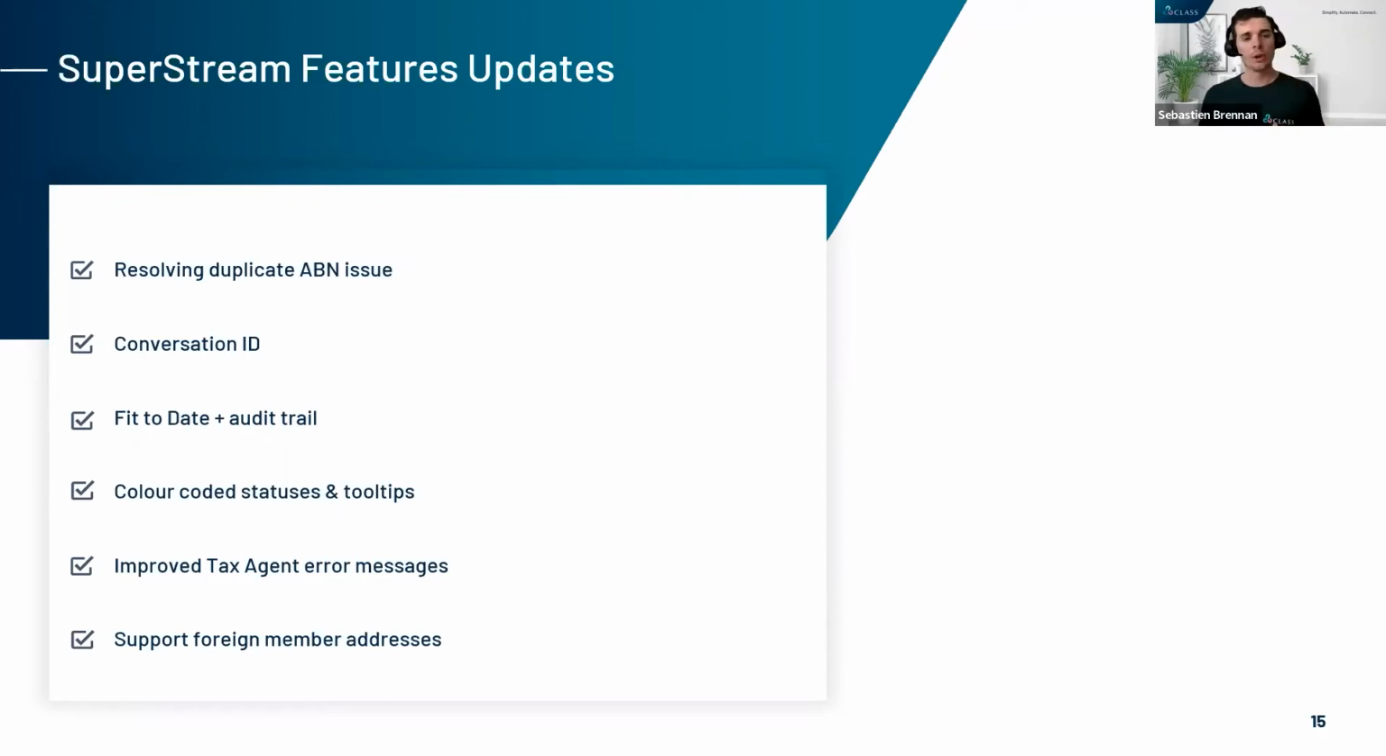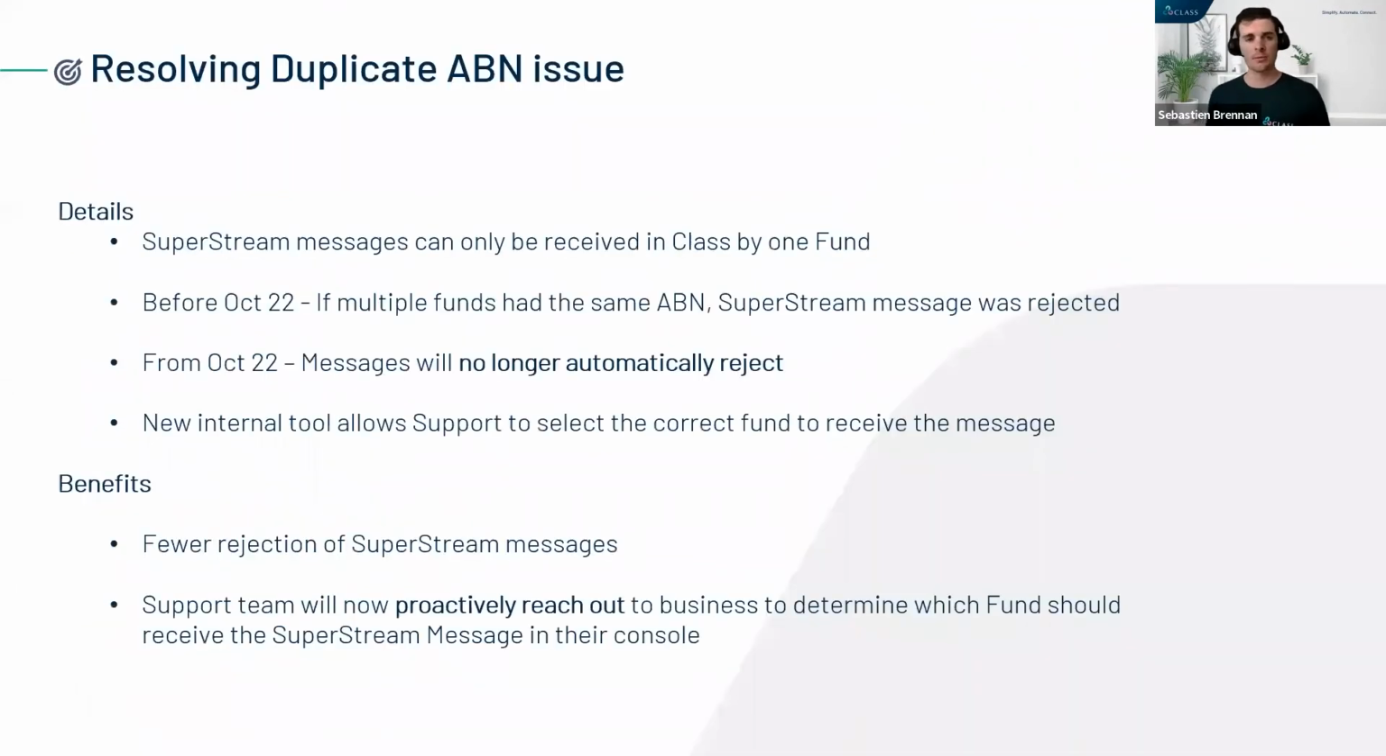So if you're trying to initiate a rollover and there is an issue with your tax agent setup, or the tax agent isn't the correct tax agent for that particular fund, then the enhanced error message will help you troubleshoot that. And the final one is around supporting foreign member addresses. As I mentioned, I'm going to go into a little bit more detail for some of these.